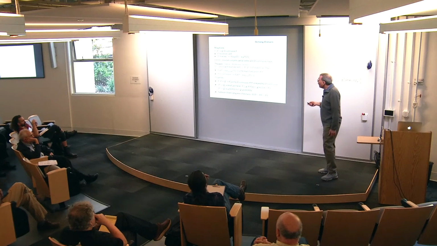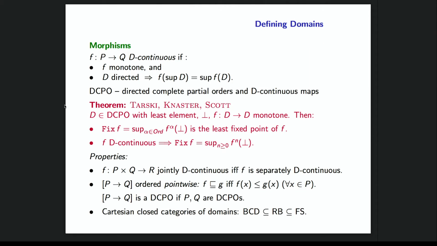If you take the set of maps from P to Q, and order them pointwise, that is, f is below g if and only if at each point f of x is below g of x, then in fact this is another directed complete partial order, and the sup is gotten by computing the supremum pointwise. And this is another DCPO. And again, there are Cartesian closed categories of domains. This is not a category of domains because it doesn't have the approximation property. But sitting inside are nice categories of domains.